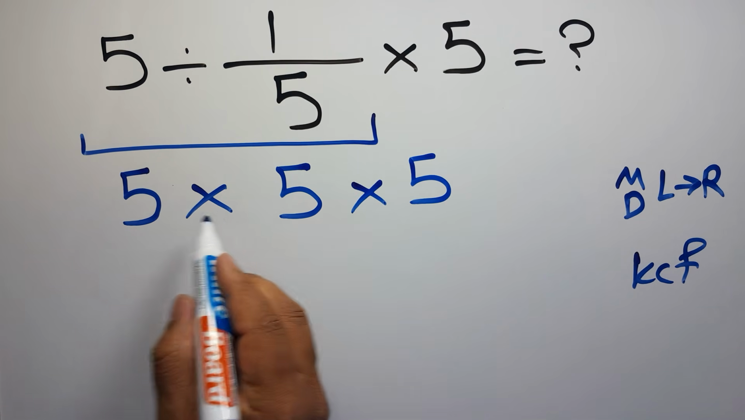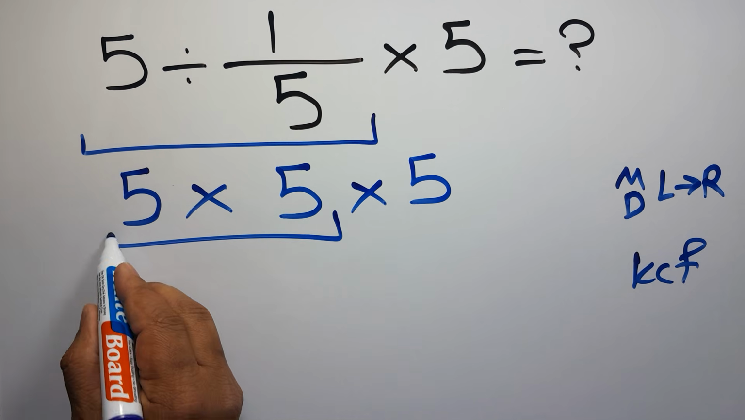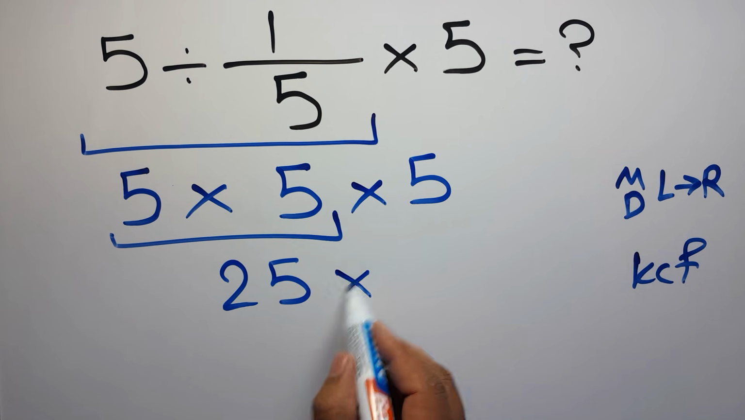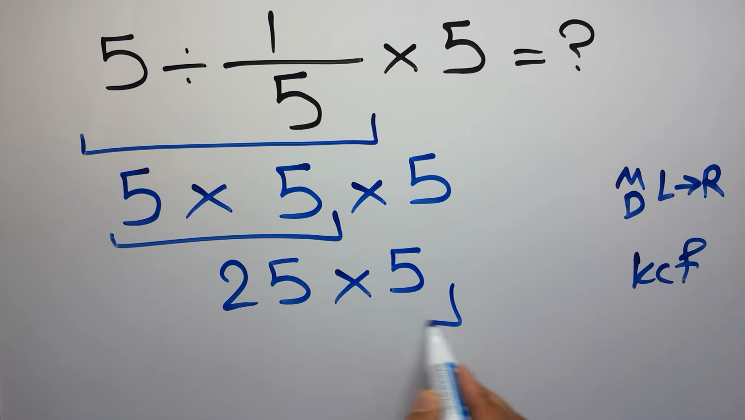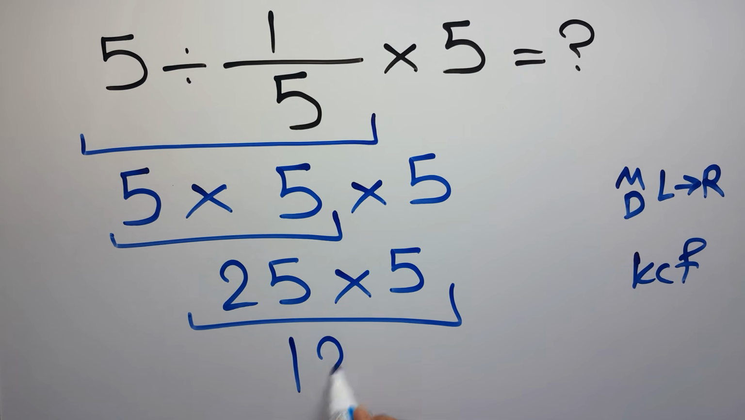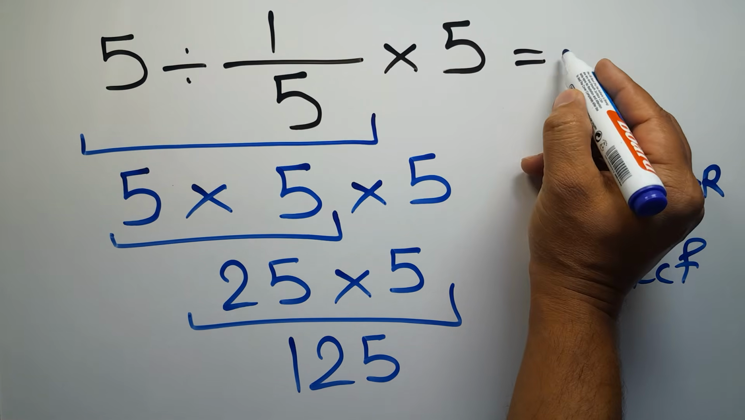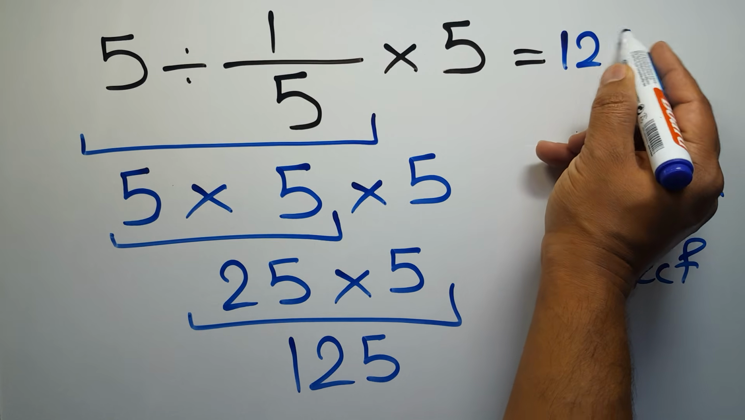Okay? 5 times 5 gives us 25. So 25 times 5 equals 125. And this is our final answer to this problem. The correct answer is 125.